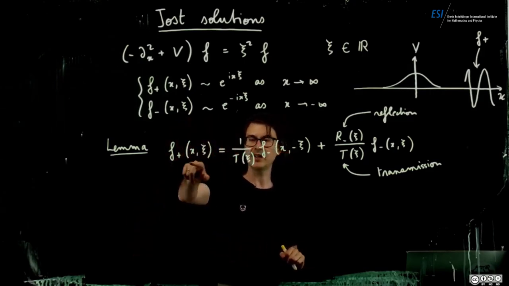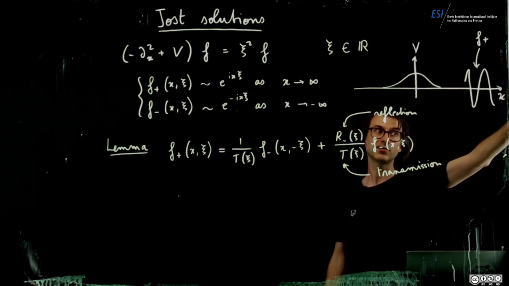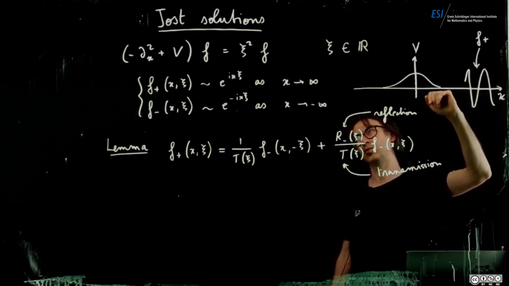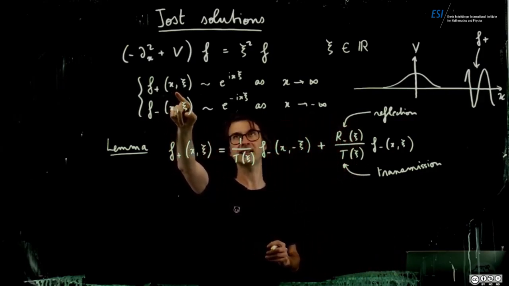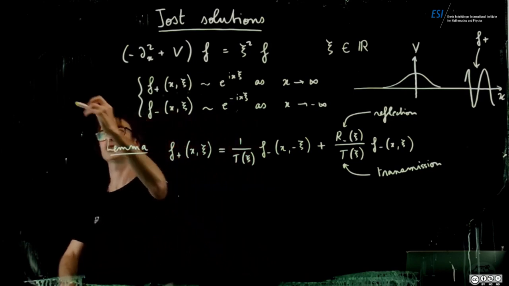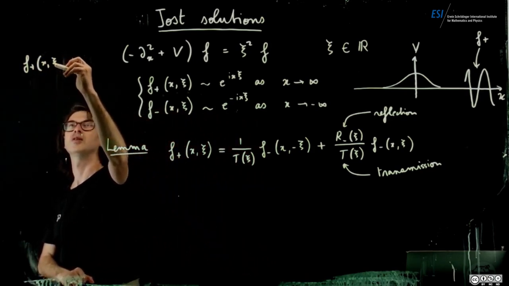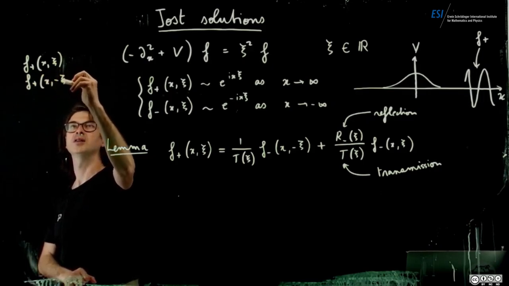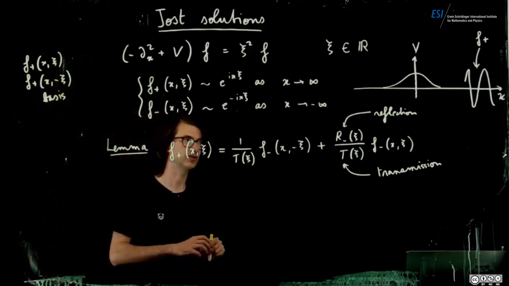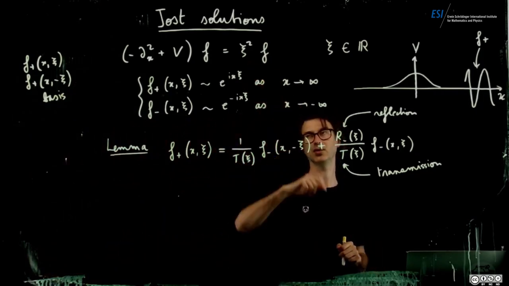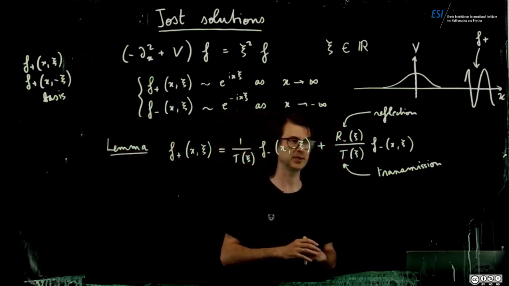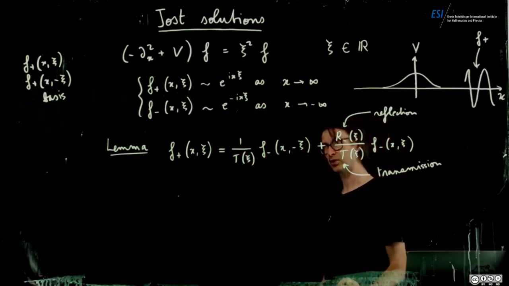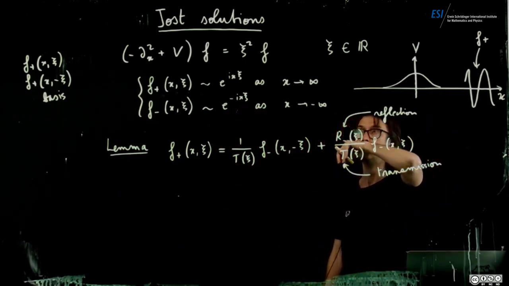Okay, so what are we doing here? f plus, once again, is defined to the right of the potential. And what I should say, of course, is that f plus of x, xi and f plus of x, minus xi form a basis of the set of solutions of this ODE. It's just because it's a dimension 2 space and these two are linearly independent, so they form a basis of the set of solutions.